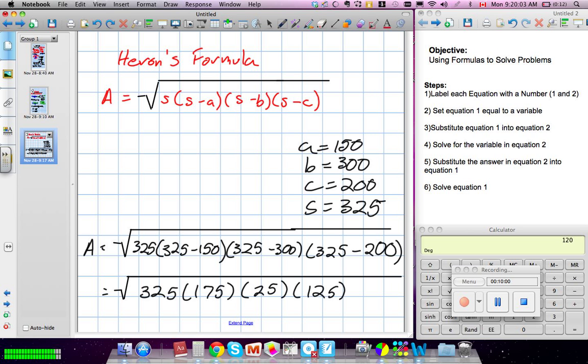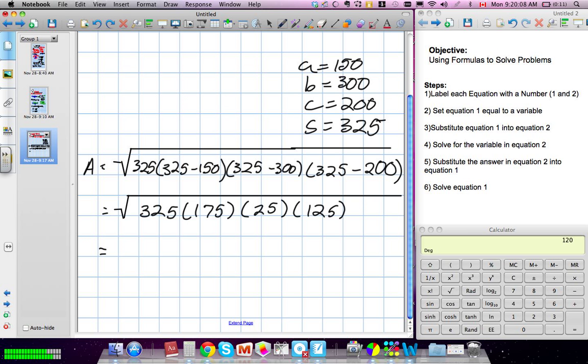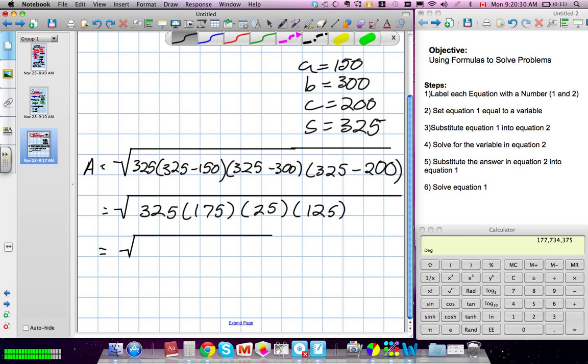Okay, now that we have that, we're going to multiply all of those on our calculator here and put them under a square root. We're going to get 325 times 175 times 25 times 125. Our number is 177,734,375. Very large number. But it was really necessary. Okay, so we have such a large number. We still need to square root this.